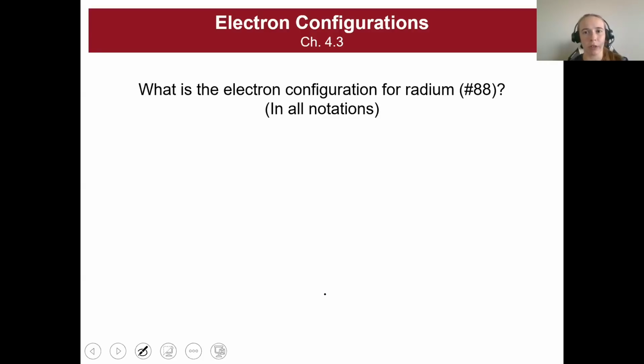All right, so let's practice a little bit. What is the electron configuration for radium? Radium is number 88, discovered by Marie Curie. She's like the most famous woman in chemistry, won both a chemistry and physics Nobel Prize. She's pretty cool. And she discovered radium and radiation in general, which is probably what killed her. But let's look at the electron configuration for radium anyway. So we've got 88 electrons to put into different orbitals.